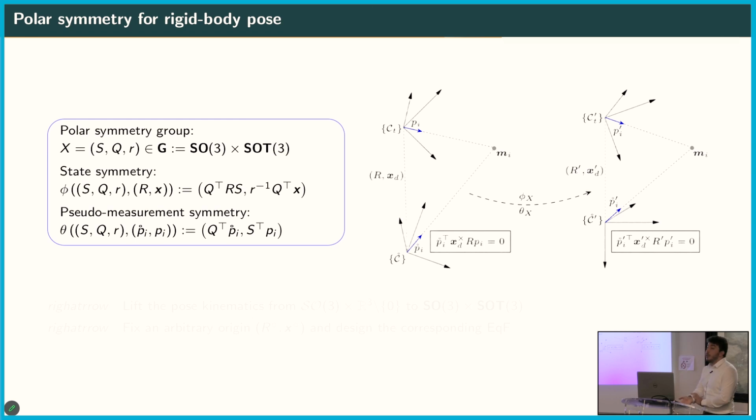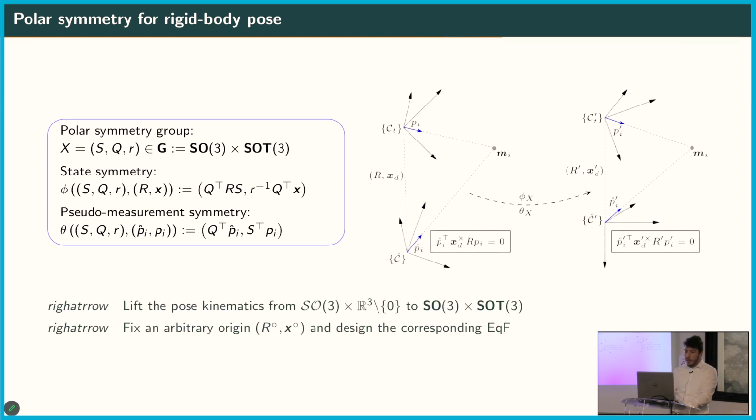So we managed to show that we can have a group that acts on the pose space. This group is what we call the polar symmetry group, SO3/SOT3. What it does is, I have my direction and orientation here, and I can transform them into a new direction and orientation in another frame. And I'm also re-rotating the bearings as well. This preserves the structure of the epipolar constraint, and I can use that to design an observer as I did before.